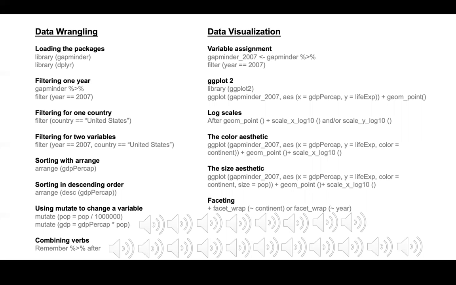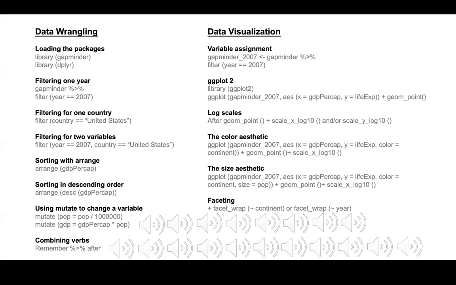For some variables, such as the population, the range of values is too large, so that you can use this mutate verb to change it into a different unit. So by dividing population by a million, you can change the unit of the population. And also you can multiply the GDP per capita by population, so you can get a new variable called the total GDP per country. And please remember that in data wrangling and data visualization, when you want to combine different operations, you have to add this pipe operator after your codes.